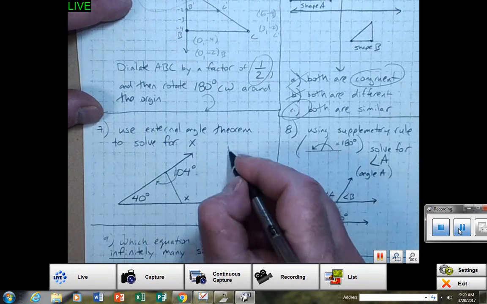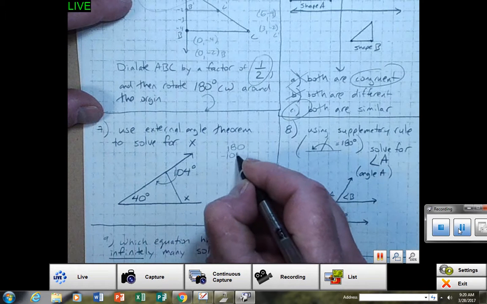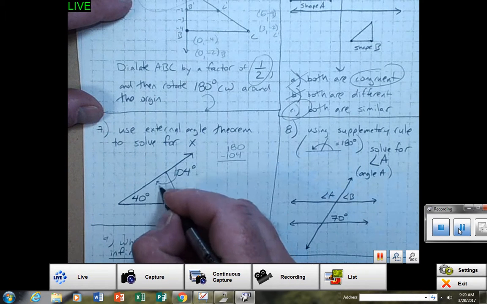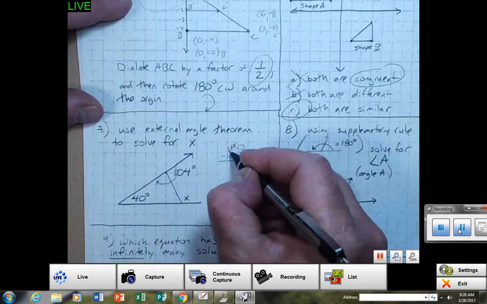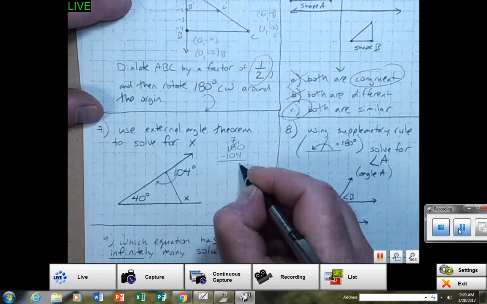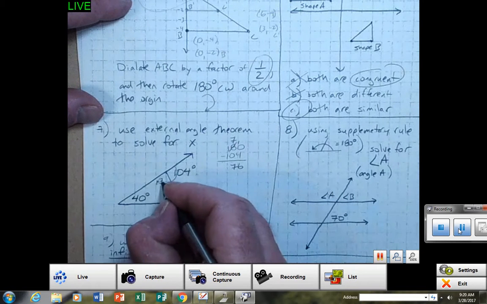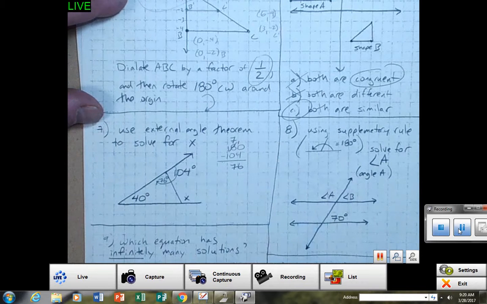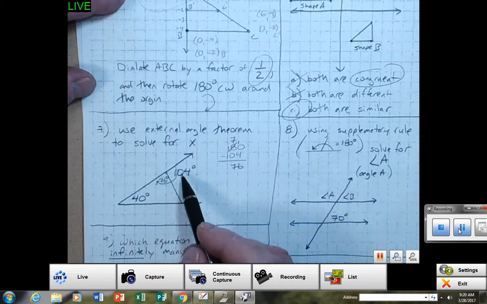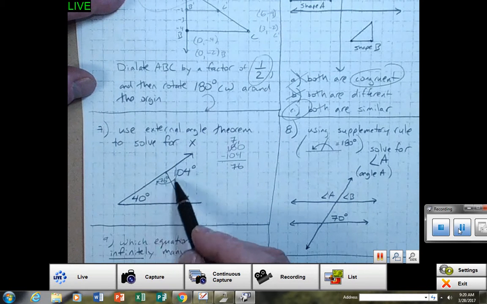So if I take 180 and subtract 104, it will give me what that has to be to get a total of 180. So when I subtract, I get 76 degrees. Because again, 76 and 104 equal 180.